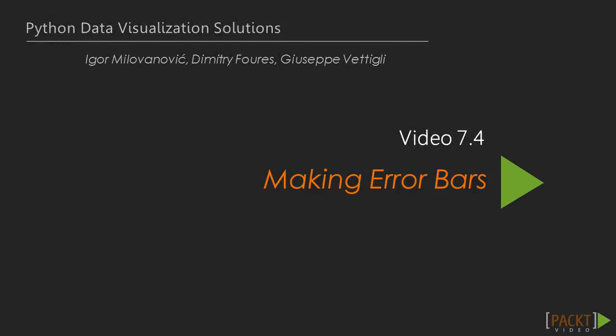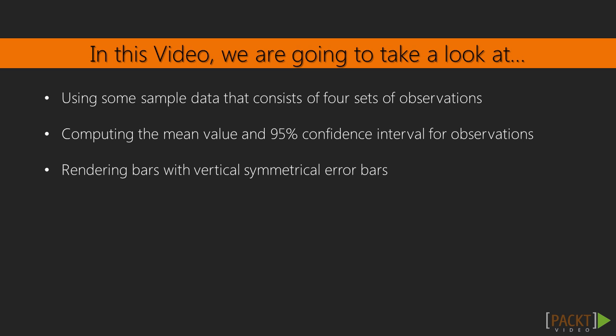Let's move on to the fourth video of this section, making error bars. In the previous section we saw how to create Gantt charts using Python. In this video we're going to display the dispersion of data on a plot.